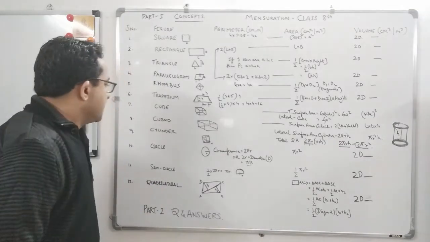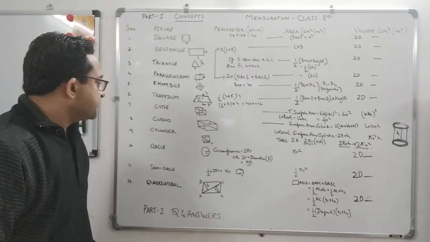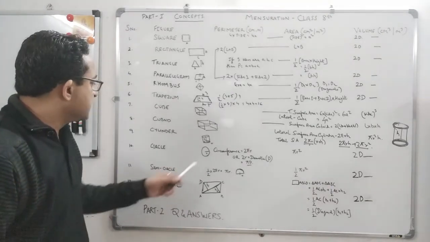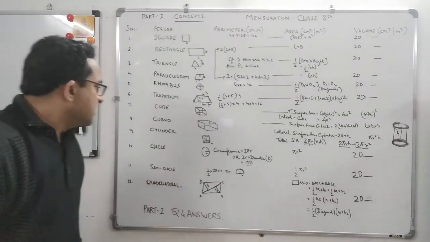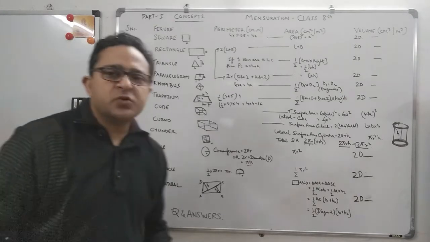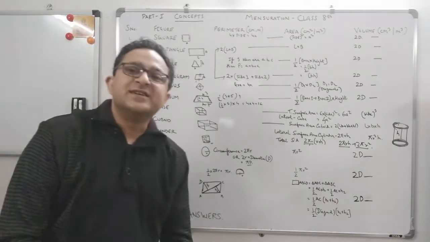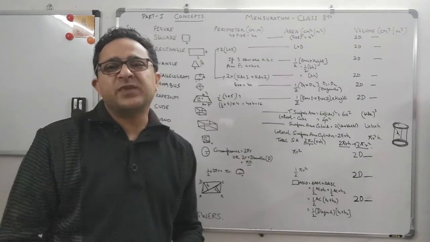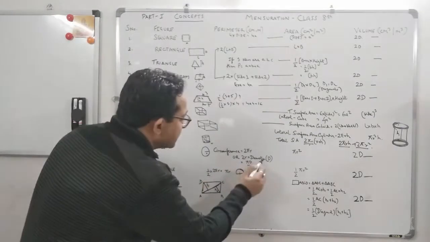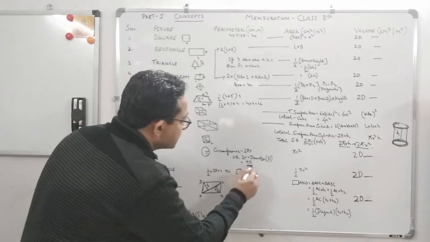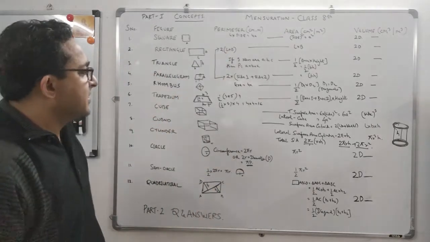Cylinder. Now we move further. Circle. Basically these are 2D figures: circle, semicircle. For a circle, you know, circumference is 2 pi r, 2 into pi into r. 2r is d, so sometimes the diameter is given to you, and then it's pi d. 2r is the diameter, so you can also take this as pi d. Perimeter is pi d, right?